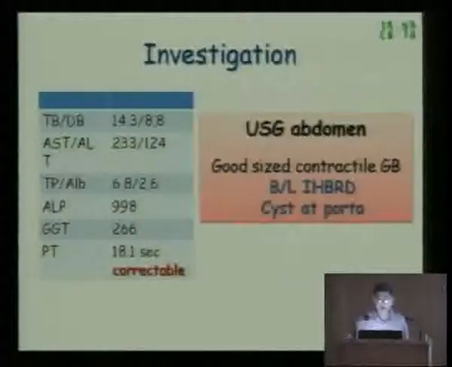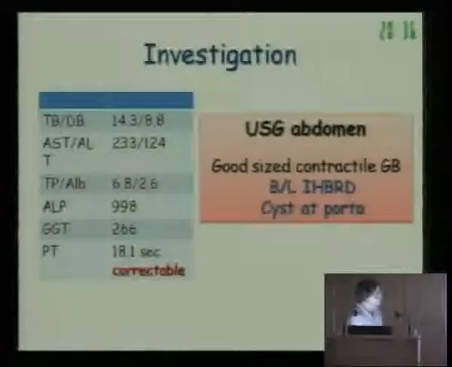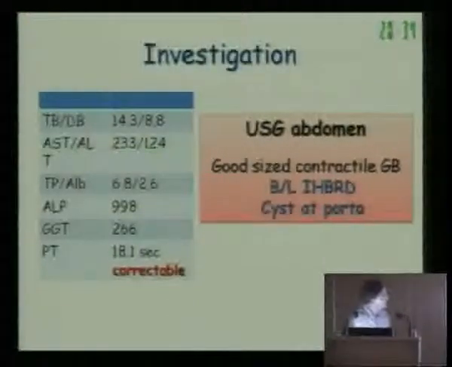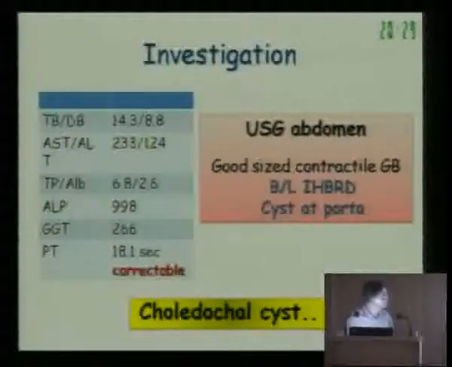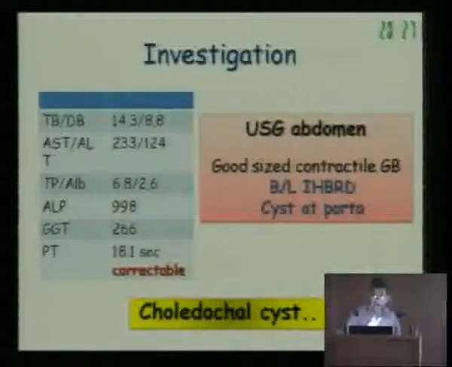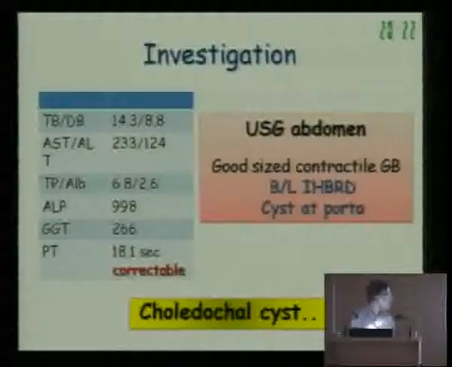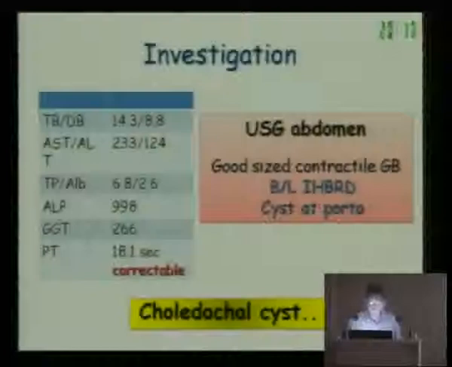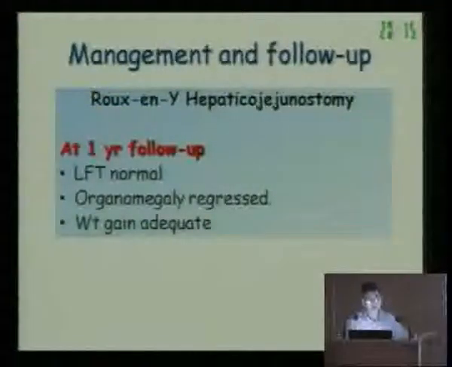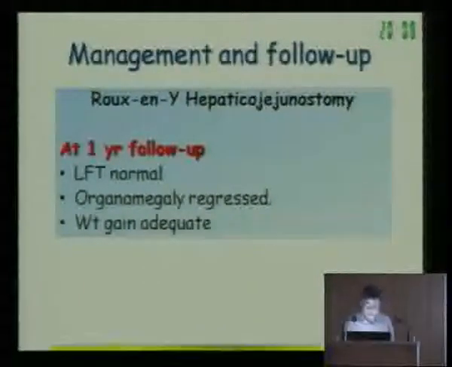And then we go to the ultrasound because we have to rule out choledochal cyst: good size contractile gallbladder, bilateral intrahepatic biliary radical dilatation, cyst at the porta. So this was the diagnosis of choledochal cyst here. So these patients who are coming with fever, recurrent cholangitis, and they have intermittent cholestasis, think of choledochal cyst because it is very easy to treat these patients. Management and follow-up: hepaticojejunostomy, LFT normal on follow-up, organomegaly regressed, weight gain adequate.